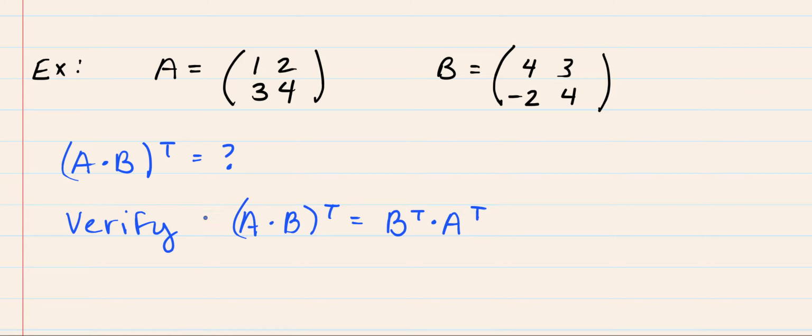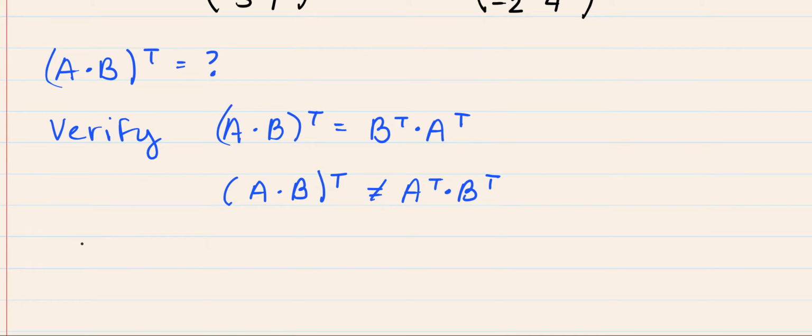And at the same time, I want to show, for this case, that (A times B) transpose is not equal to A transpose times B transpose. What we would think would happen doesn't work for this example. But this one will work, and it'll work for every example you can find. Okay? So let's start by finding (A times B) transpose.